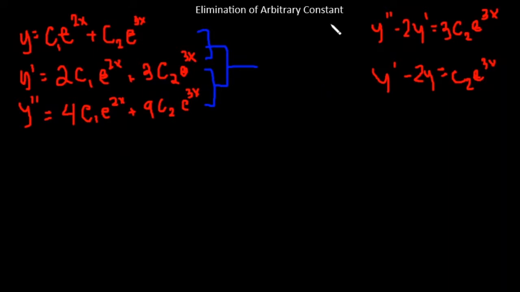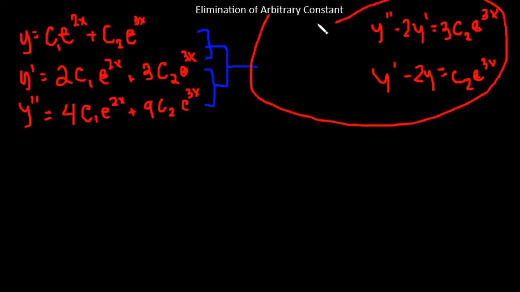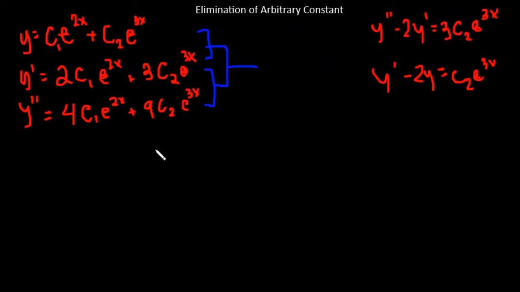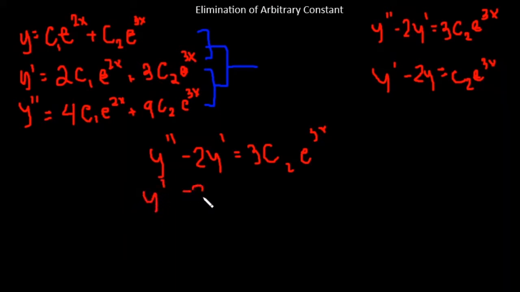So ngayon, itong dalawa naman na yung pagmaminusin. So sulat natin y double prime minus 2y prime equals 3c2 e to the 3x, at y prime minus 2y equals c2 e to the 3x. Mapapansin nyo, parehas na silang c sub 2. So paano makakancel tong 3? So i-multiply natin tong bottom equation ng 3.